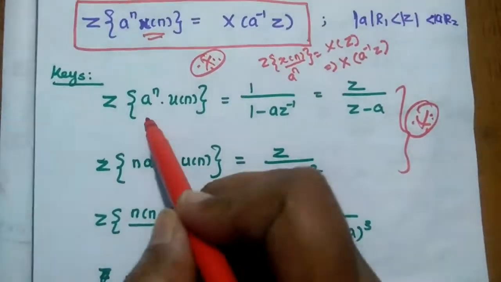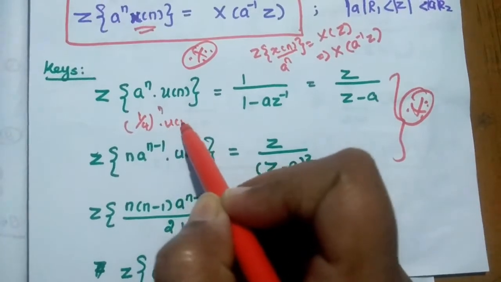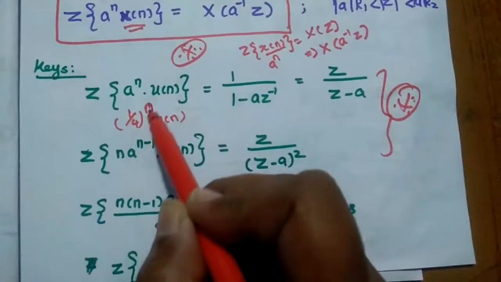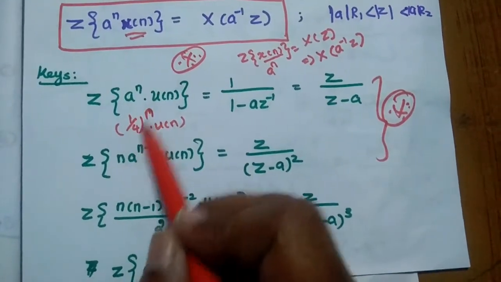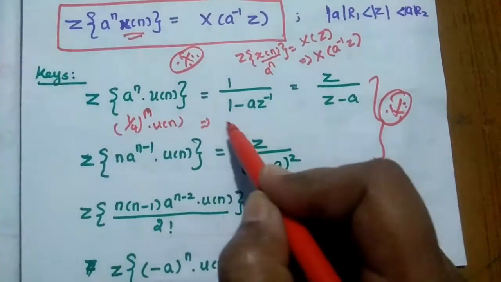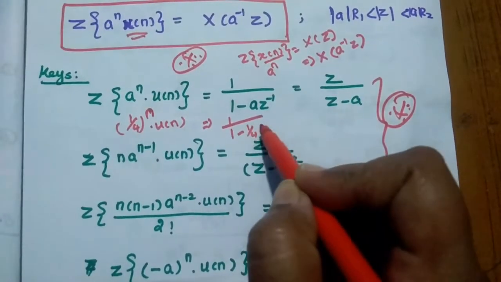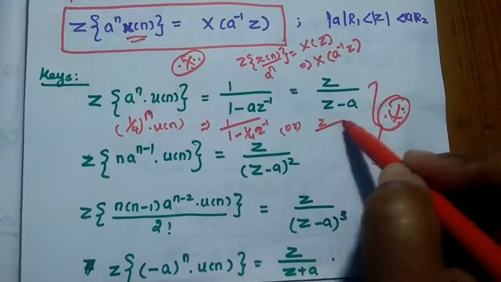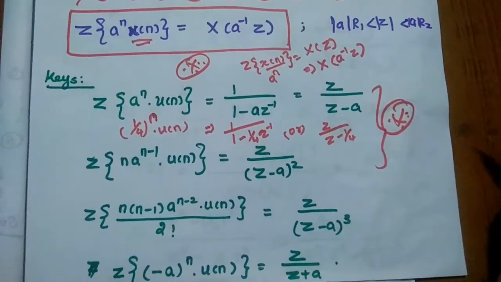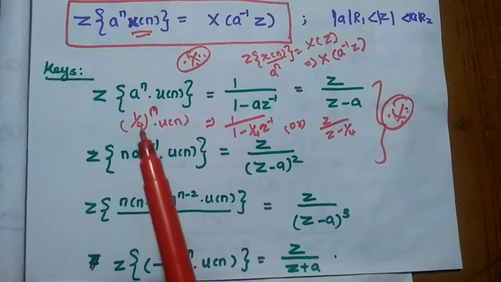Here sometimes they may ask like this: 1 by 4 the whole power n into u of n. 1 by 4 is nothing but a, a constant, so it is in the same form. What is the answer? We can write 1 divided by 1 minus 1 by 4 z power minus 1, or we can write the same as z divided by z minus 1 by 4. This is how we can get the answer.